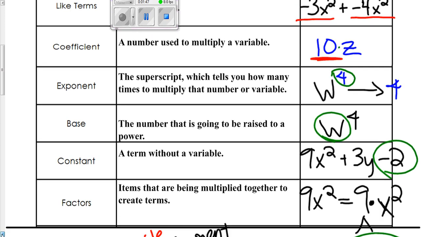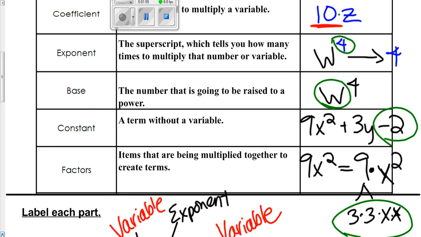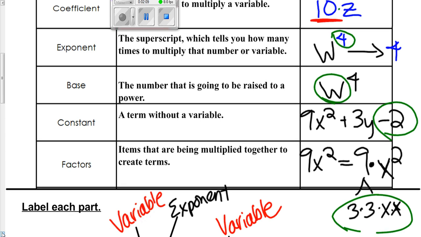Constant: a term without a variable, like -2. It's like a regular number. Factor: items that are being multiplied together to create terms. Like 9x squared would be 9 times x squared, and if you simplify that, it'd be 3 times 3 times x times x. Those are the factors of that term.